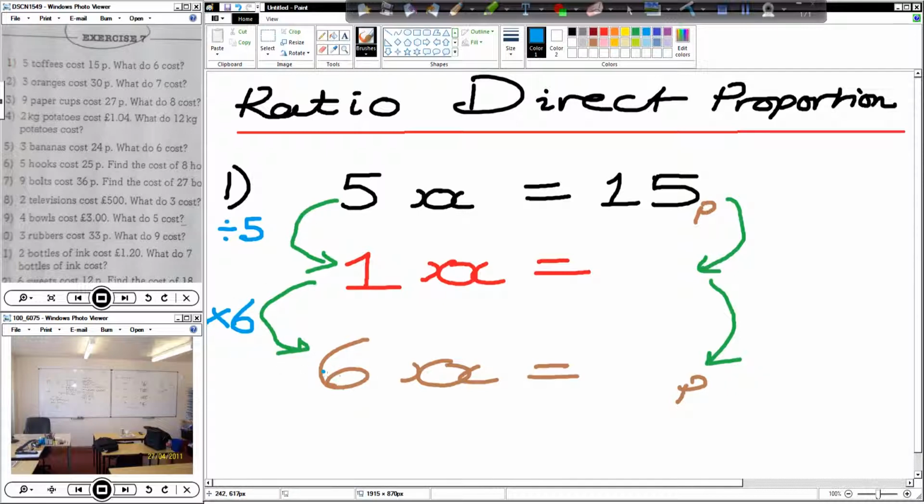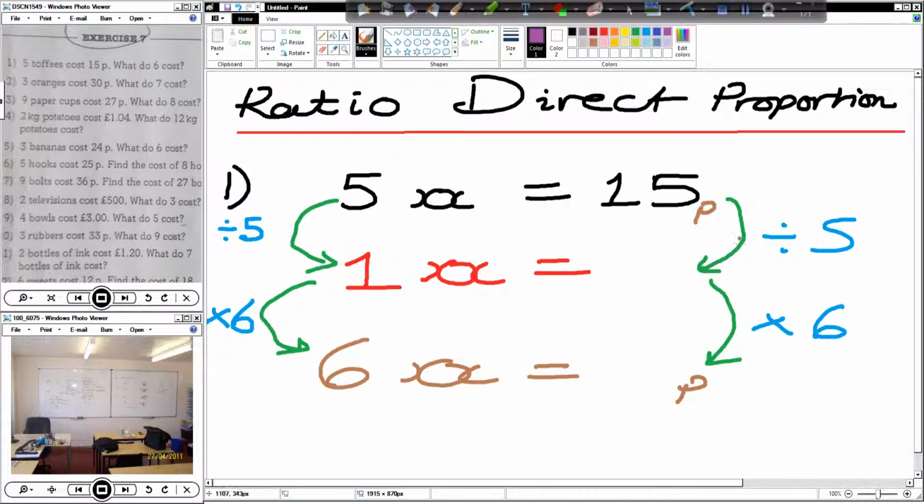Now, what we do on the left hand side, we have to do on the right hand side. Yeah? What we do on the left, we must do on the right. So divide by 5, divide by 5. The next part is times by 6. This will be times by 6. Okay, let's do that now. Let's have a look at that.